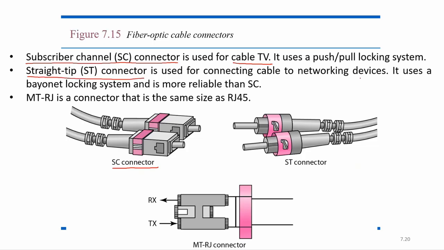If we have networking devices forming a network, and we use the optical fiber to connect different network devices, then we will use ST type of connectors. It uses a bayonet locking system and is more reliable than SC type of connectors. Another one is the MTRJ connector, which is the same size as RJ45. So these are different types of connectors.